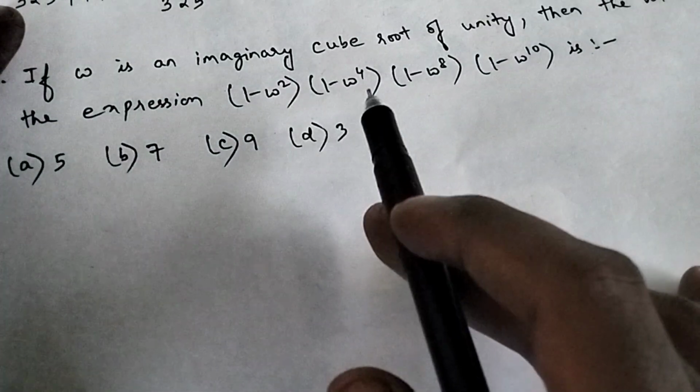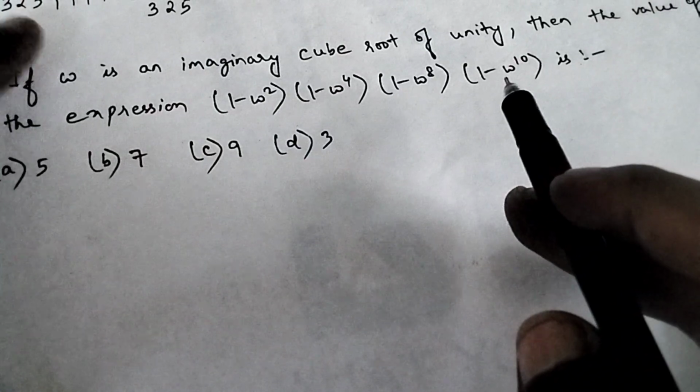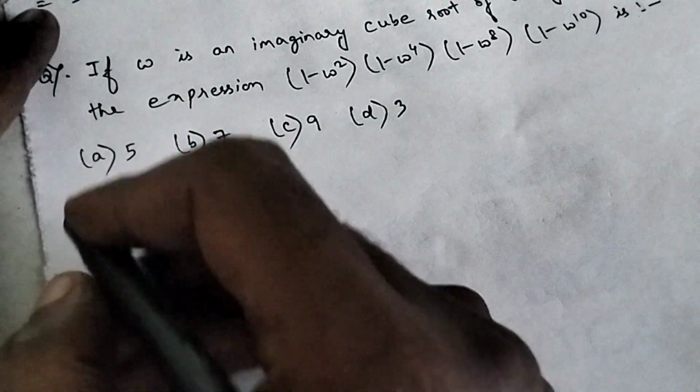1 minus omega square into 1 minus omega to the power 4 into 1 minus omega to the power 8 into 1 minus omega to the power 10. We have to find the value of this expression. So let's start the solution.